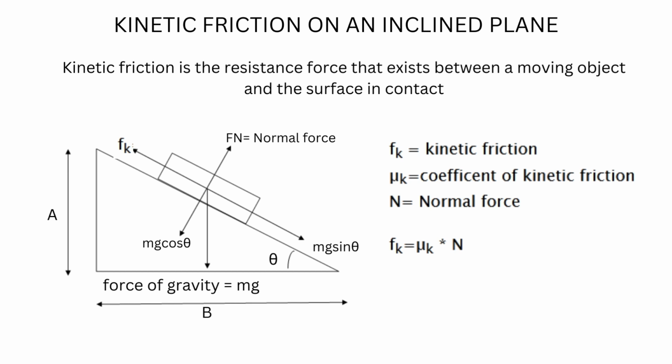Let us see kinetic friction on an inclined plane. You have seen the static friction. Here the difference is that kinetic friction is a resistant force that exists between a moving object. For static friction, the object is static, and here it is a moving object. So for kinetic friction, you can see the formula Fk equal to mu k times normal force. The picture is the same. Only difference is that it's a moving object.